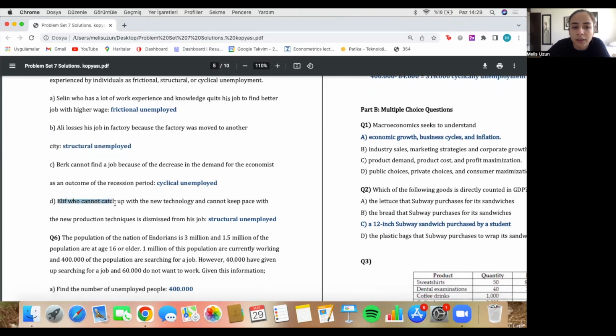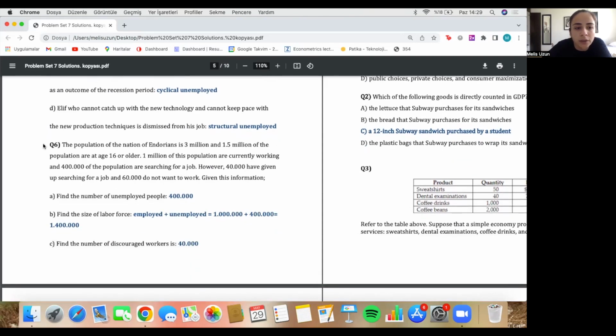And Elif cannot catch up with the new technology, cannot keep pace with the new production techniques, and is dismissed from her job. It's structural unemployment again, if Elif cannot catch up with the technology. Employers don't demand people like Elif because she has not caught up with the technology. It is structural unemployment.